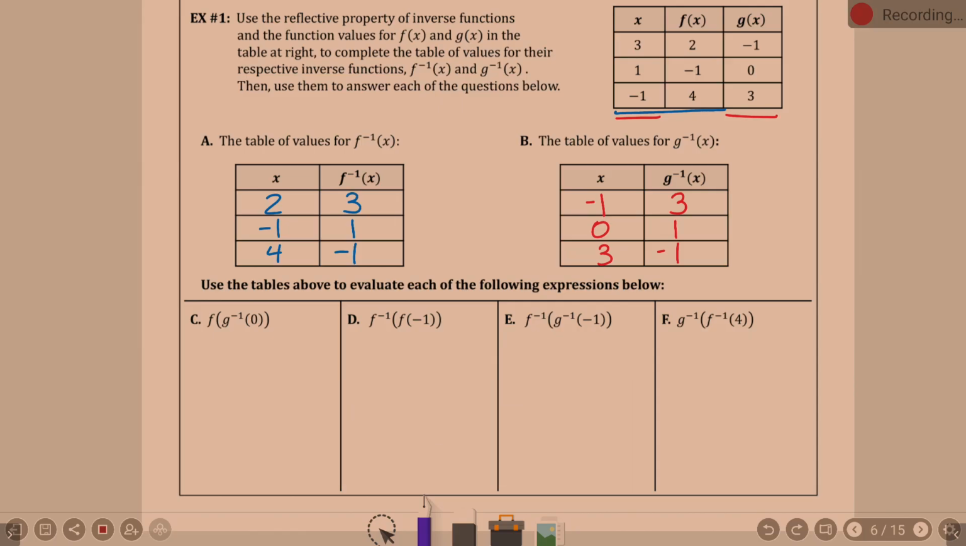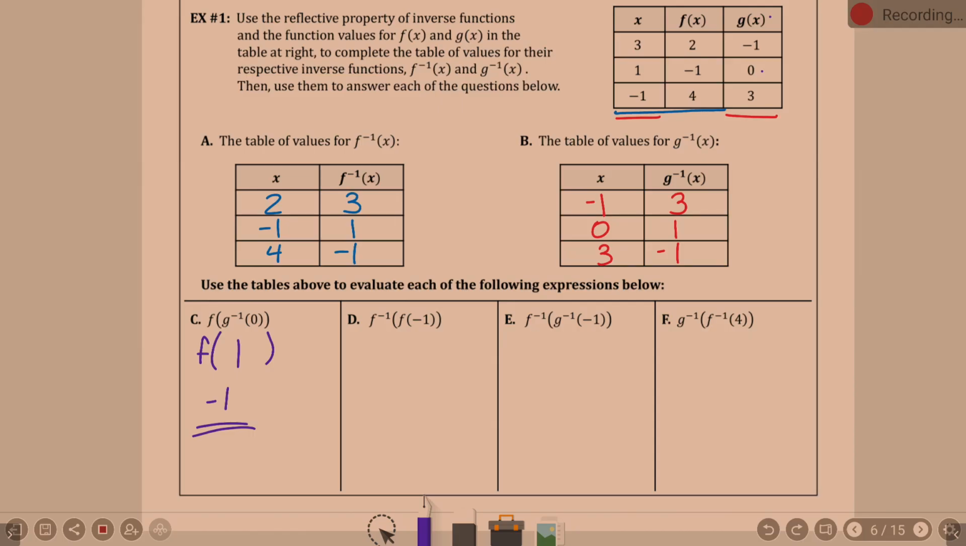f of g inverse of 0. You guys know the drill. It makes it real easy since we have our charts filled in. We can use our charts. What is g inverse of 0? 1. And if we didn't have the chart that I just filled in for part B, g inverse of 0 would be going and finding where g is 0, and then where did that come from? 1. And then what is f of 1? -1. That's all that is, just basic practice here.